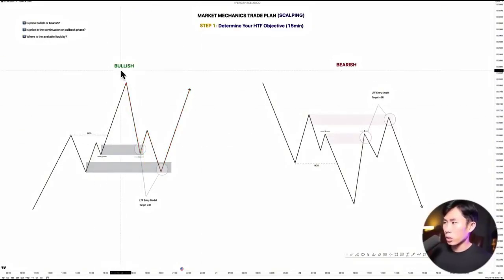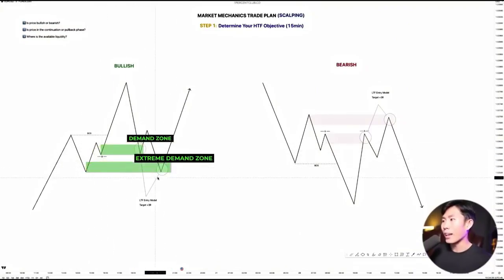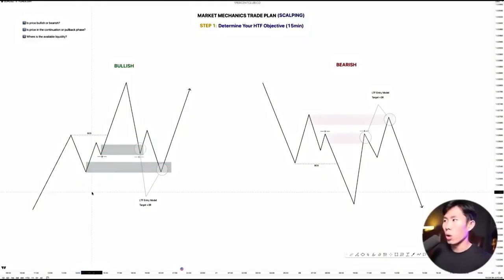So looking at a bullish scenario, after this break of structure, we are anticipating price to start pulling back, and then once price starts pulling back, we know that, okay, now we got this near demand zone, and then we also got this extreme demand zone, right? The extreme demand zone is that last line of defense that must hold in order for price to remain bullish, because it's literally at that last swing low, right?